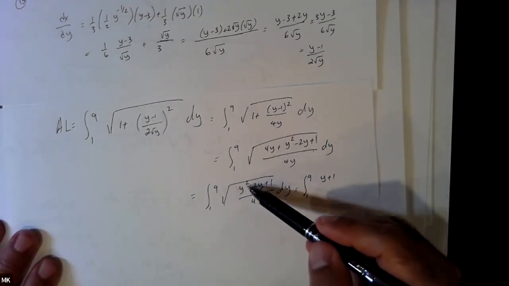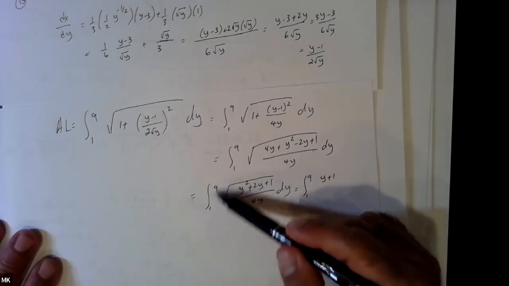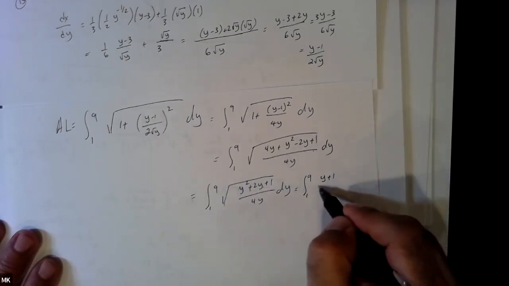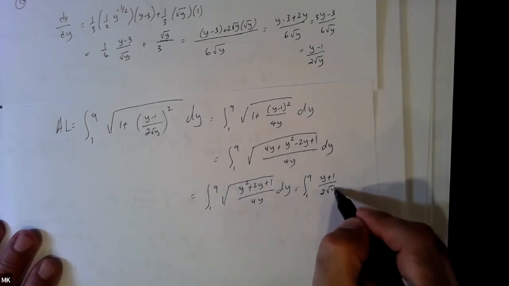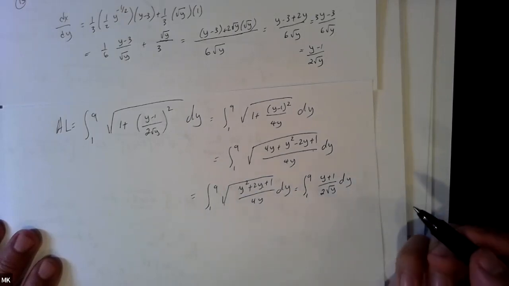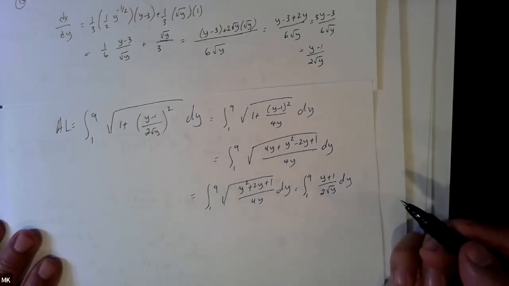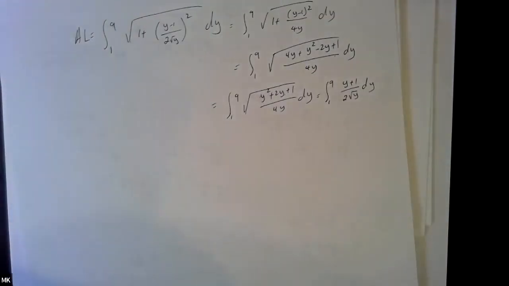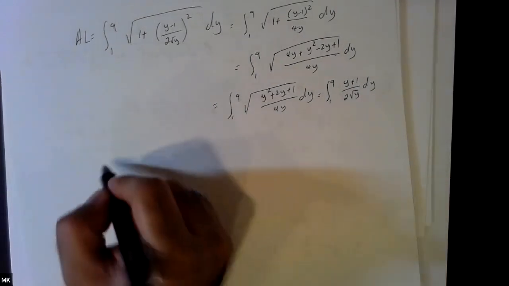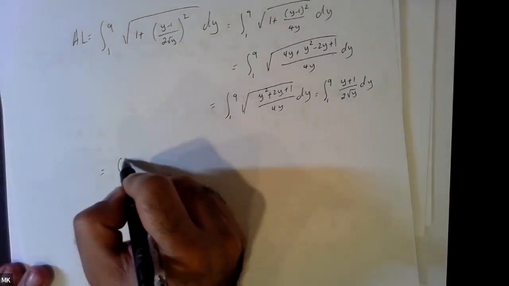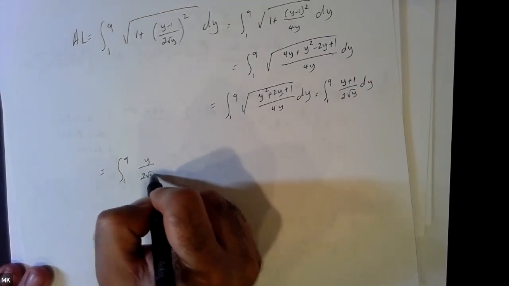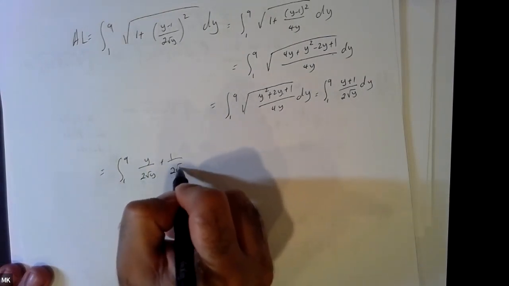It comes out as the square root of that. Because it's between 1 and 9, it's positive, so I don't need to put any absolute value. It looks kind of scary, but it's not actually. If you feel comfortable about the last chapter, especially the first discussion of integration, this should be coming more comfortably for you. So it is the integral from 1 to 9 of y over 2 root y plus 1 over 2 root y.